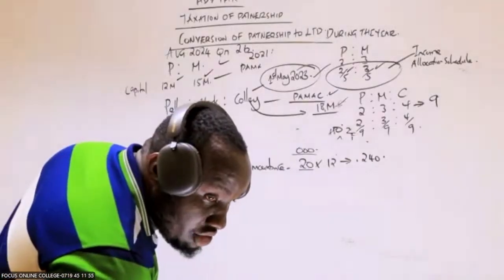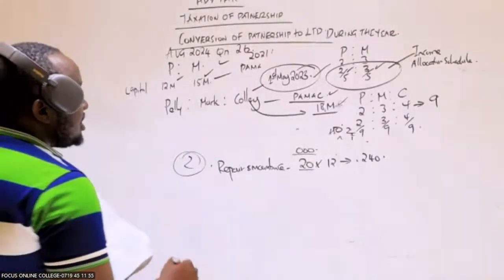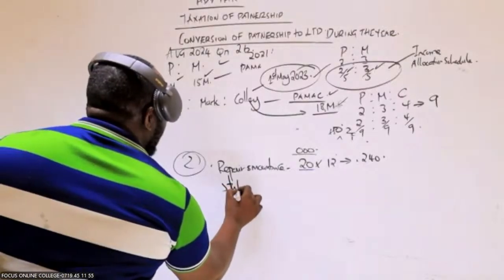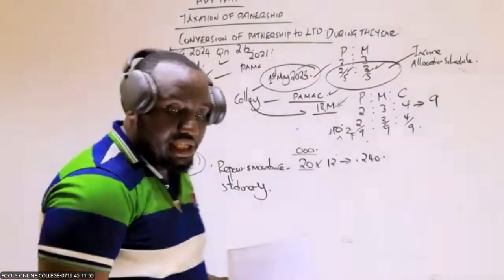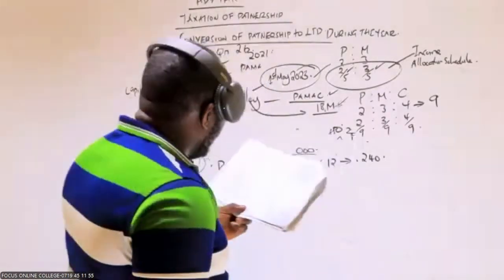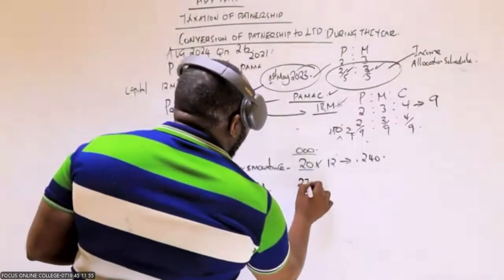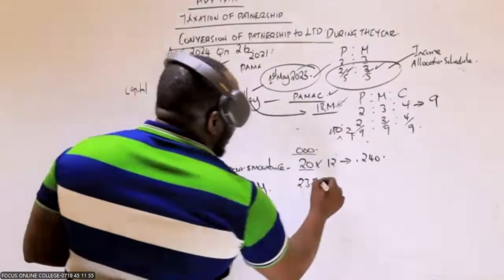The next, rounded to 1,000. Remember, the figures are not rounded to 1,000. So you round it to 1,000, so we have it as 240. Then you have stationery. Is stationery allowable expense or non-allowable expense? That's allowable expense. So monthly, we are having a figure of 27.7 rounded to 1,000. Then we multiply by 12.